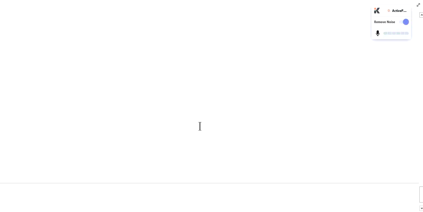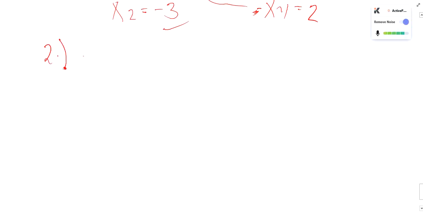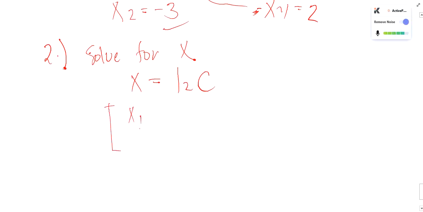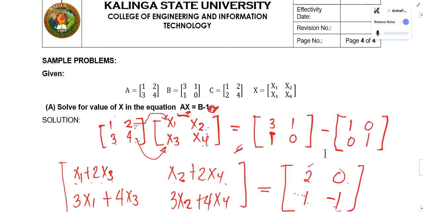And then, for another example, number 2. So we have to solve for x. Solve for x. In the equation natin, x is equal to I2 times c. So solve natin yung x natin. So yung x natin, yung matrix natin is x1, x3, x2, and x4. Yan yung x natin. Ito pa rin yung label. Yung x, and then yung c, 1, 2, 4.